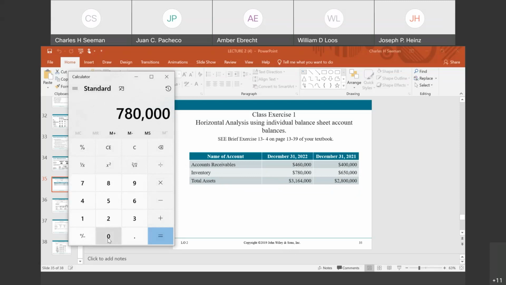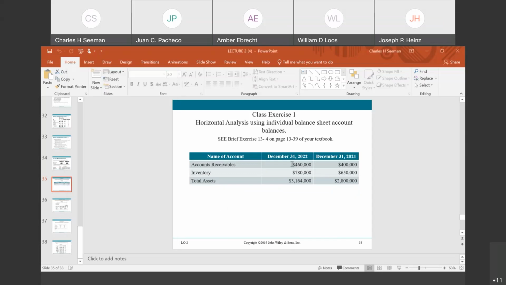So inventory, 780 in the current year, 650 in the base year, means it increased by 130,000. Of course, you can do that math in your head. And you divide by base year. So we say that inventory grew at 20%. The reason we know it grew is because the current year is larger than the base year.